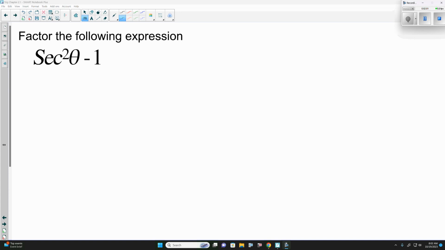Secant squared of theta minus 1, we want to factor it. We're not used to using tangent, secant, sine, cosine, cotangent, cosecant, dealing with factoring. We're used to X or Y. We're used to a single variable, yes? So we're going to use a special method to factor or to help us solve. And it's called U substitution. And incidentally, we use U for U substitution. And we pick U to be a certain expression. And in this case, I'm going to pick it to be secant.